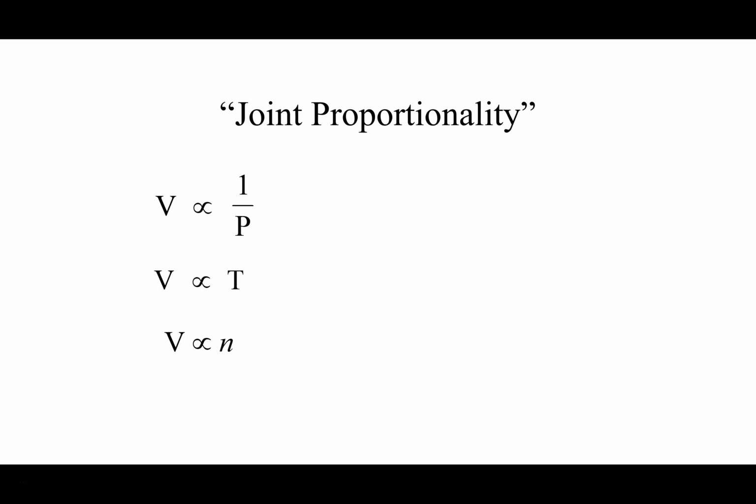So let's see. What do we got? We have Boyle's, Charles's, and Avogadro's laws right here. Since we have them nice and neat, all volumes on the left, we could combine those volumes and combine what's on the right, and it looks like this. This is the joint proportionality statement, where volume of any gas is proportional to the number of moles and the temperature, and it's inversely proportional to pressure, so we'll put that in the bottom.